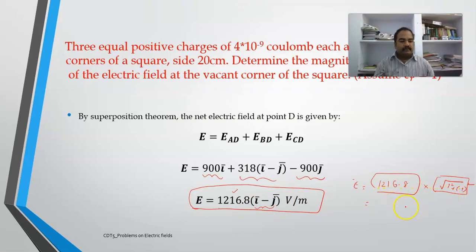So this is 1216.8 into root 2. This is the magnitude. And coming to the direction, if you want the angle, what you can write is 1216.8, comma, y coordinate is minus 1216.8, and z coordinate is 0. Okay. You can compute the angle also from that.